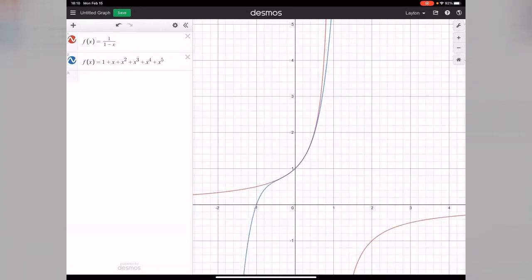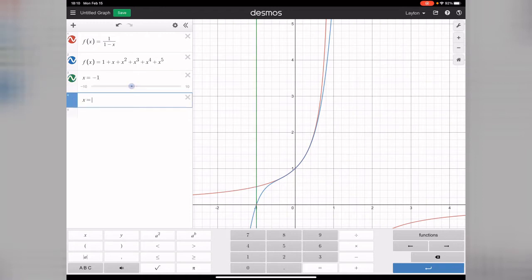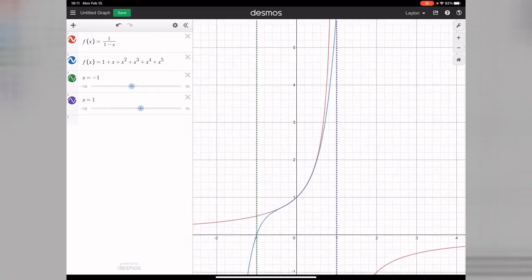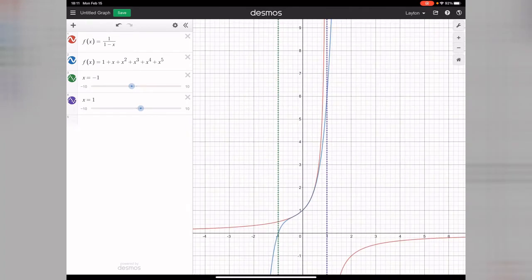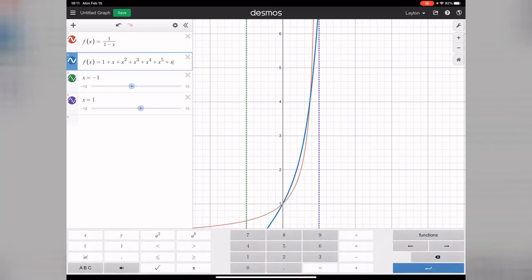And as I zoom in on this region between 0 and 1, which will be made easier by graphing x equals -1 and x equals 1, I'm going to make both of these be dotted lines so we can see what they really look like. So this is the region, or what I would call the interval of convergence. This is where this function is truly getting to be exactly like that.